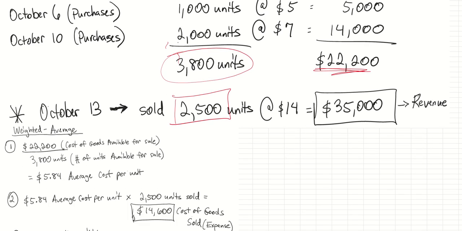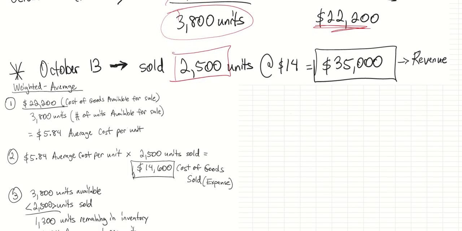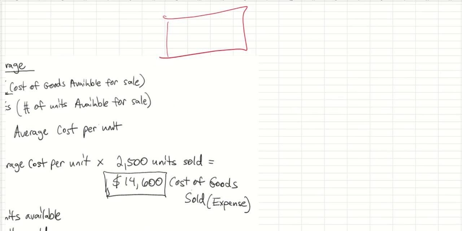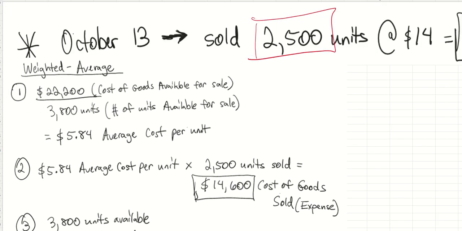So under the weighted average method, I like to break it down step by step. When it comes to the weighted average method, it's in the name, weighted average. You pretty much are going to take the average cost per unit, and associate that with the units that were sold to get your cost of goods sold that needs to be recorded as an expense in the company's books.